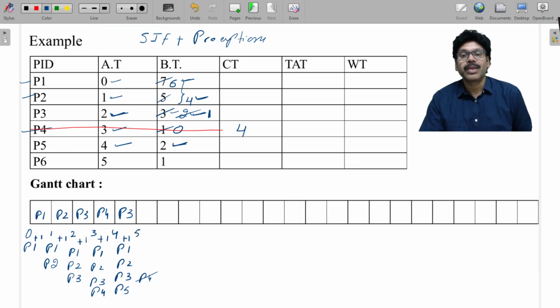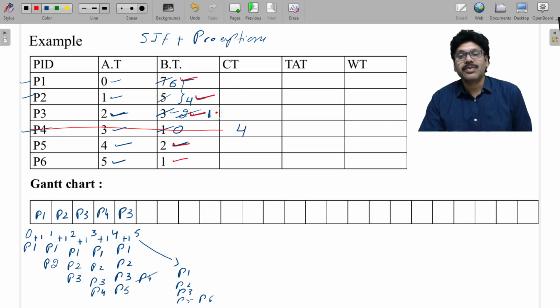So 5. Now all other processes, let us drop. P1 is there, P2 is there, P3 is there, and P5 is there. At arrival time 5, one more process has also come, P6. So among them, which has a shorter burst time? Let me write: this needs 6, this needs 4, this needs 1, this needs 2, and this needs 1.